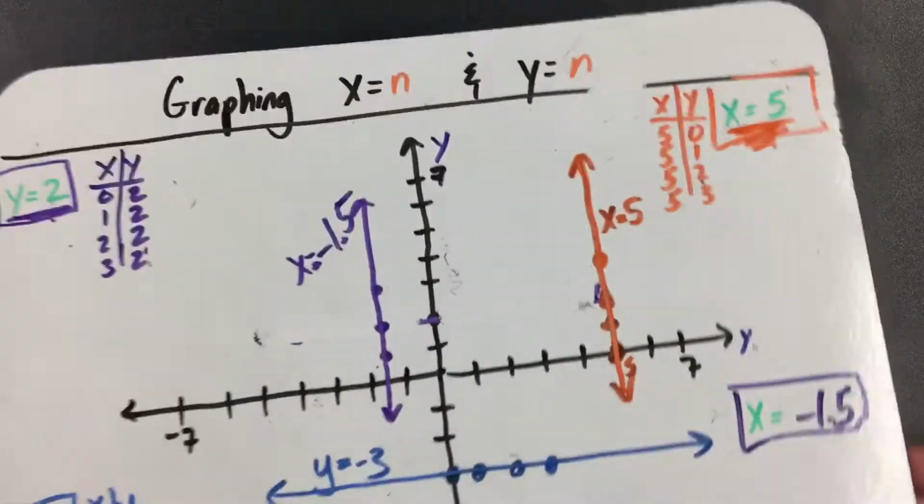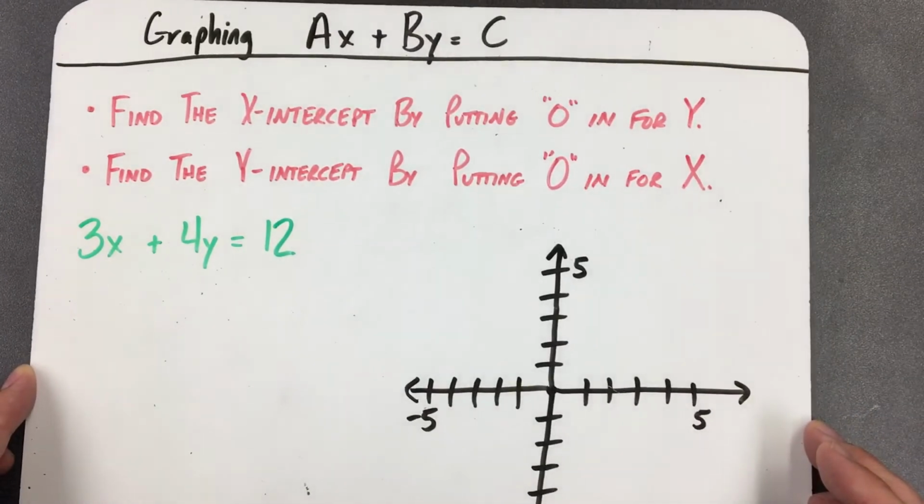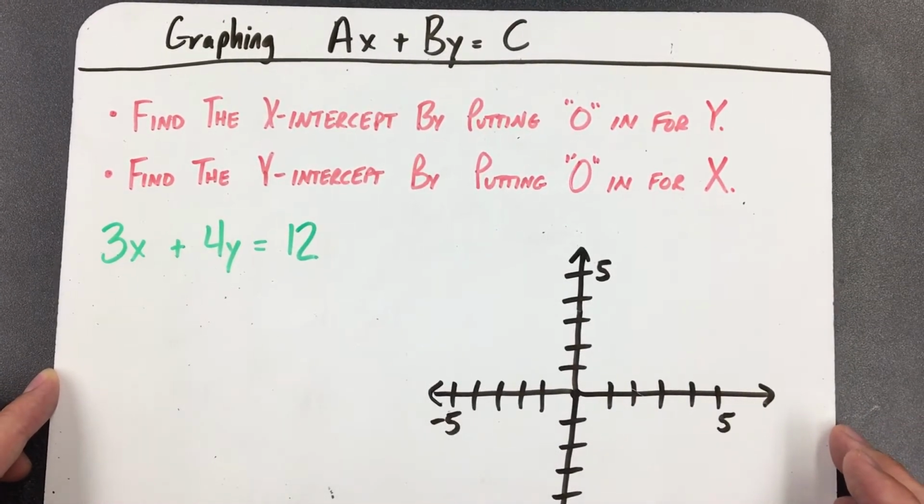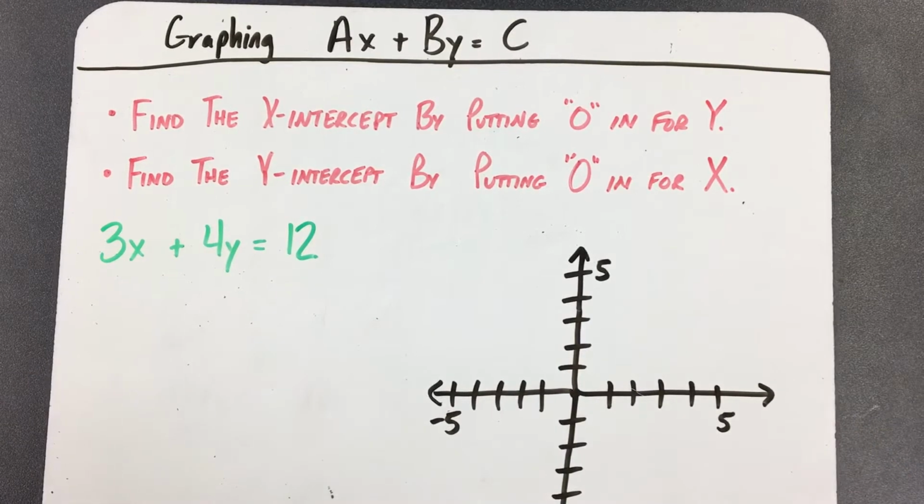Okay, I'm at 10 minutes. I'm going to go a little bit quicker here for the last batch of questions. What do we do whenever there are both variables in the equation, right? We're going to do something that we call finding the intercepts.